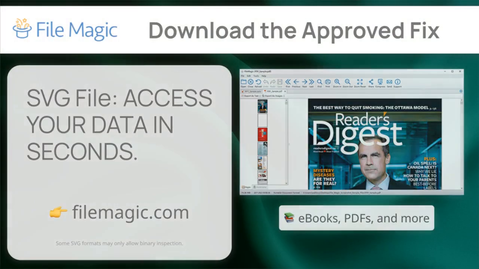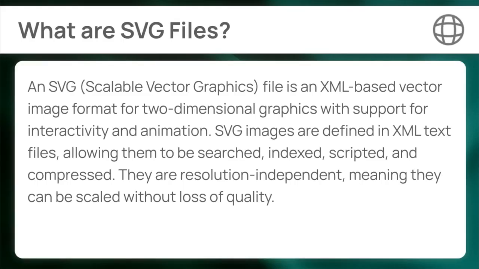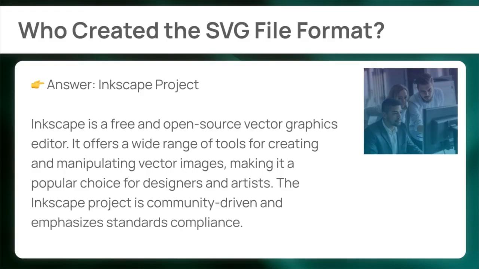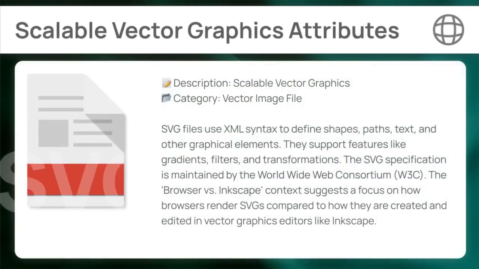Here's a sneak peek. An SVG, Scalable Vector Graphics, file is an XML-based vector image format for two-dimensional graphics with support for interactivity and animation. SVG images are defined in XML text files, allowing them to be searched, indexed, scripted, and compressed. They are resolution independent, meaning they can be scaled without loss of quality. SVG files use XML syntax to define shapes, paths, text, and other graphical elements. They support features like gradients, filters, and transformations. The SVG specification is maintained by the World Wide Web Consortium, W3C.